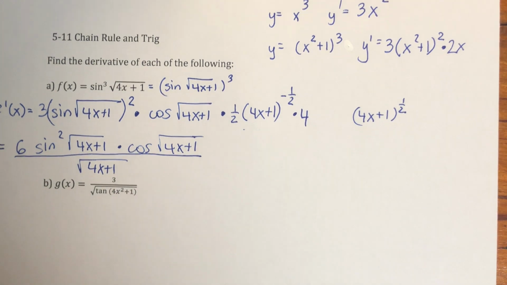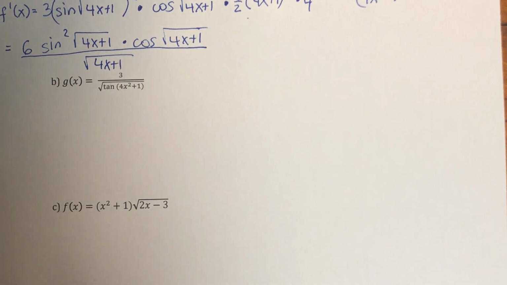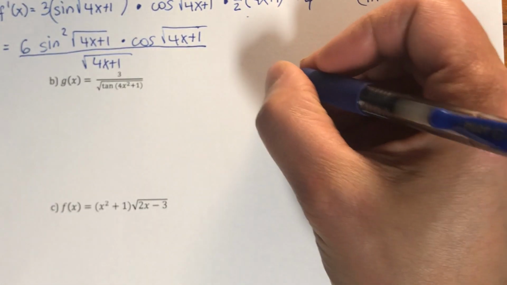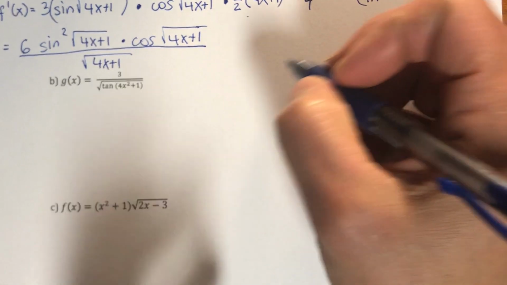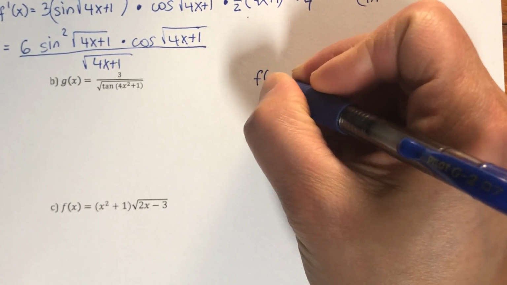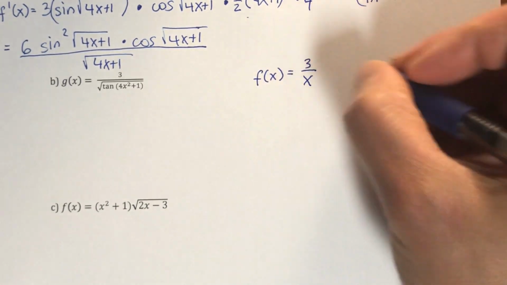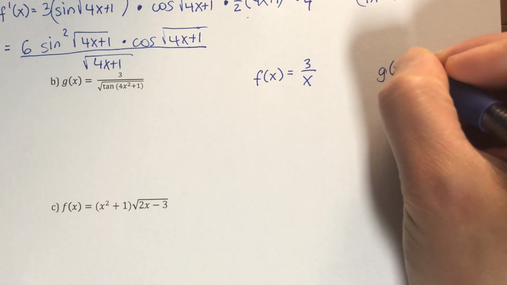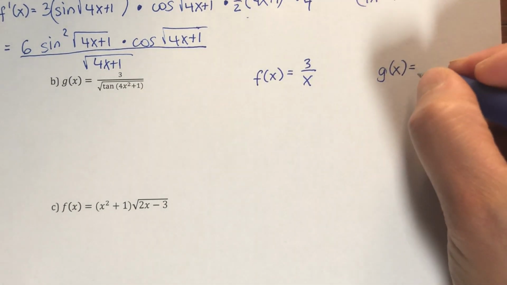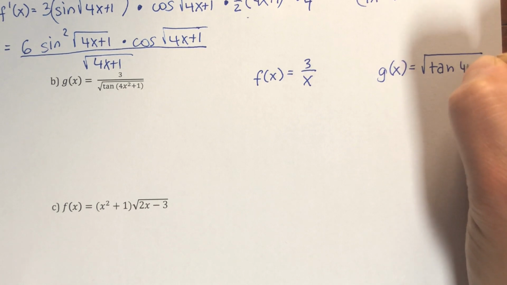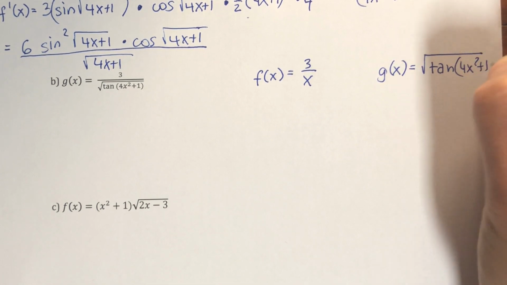And the next one will get even a little more complicated, but on the bright side, the next two are going to be a little bit easier. So I want you to remember this. If I wanted to write this as two functions, my f of x function would be 3 over x, and my g of x function would be this entire mess. Square root of tangent of 4x squared plus 1.